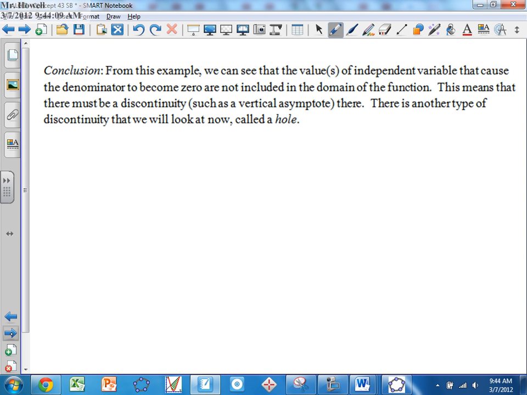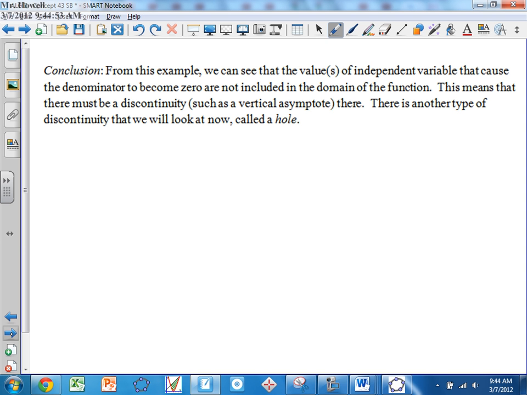From this example, we can see that the value(s), with an S in parentheses because there could be more than one vertical asymptote, of the independent variable that cause the denominator to become 0, which is what we were talking about, in this case x equals 2, are not included in the domain of the function. The values that cause the denominator to become 0 are not included in the domain of the function.